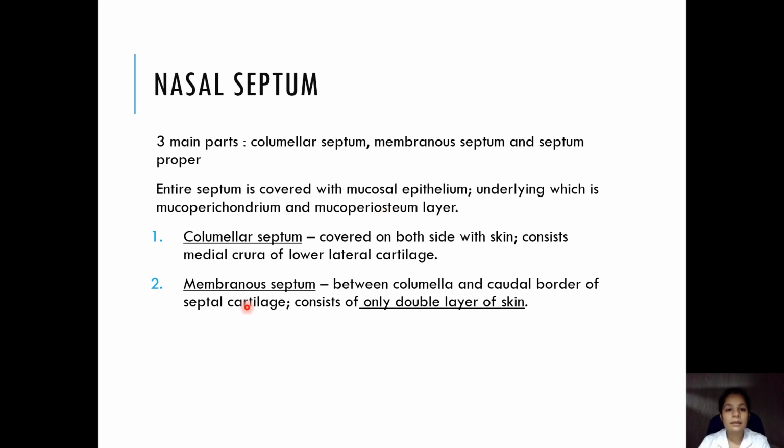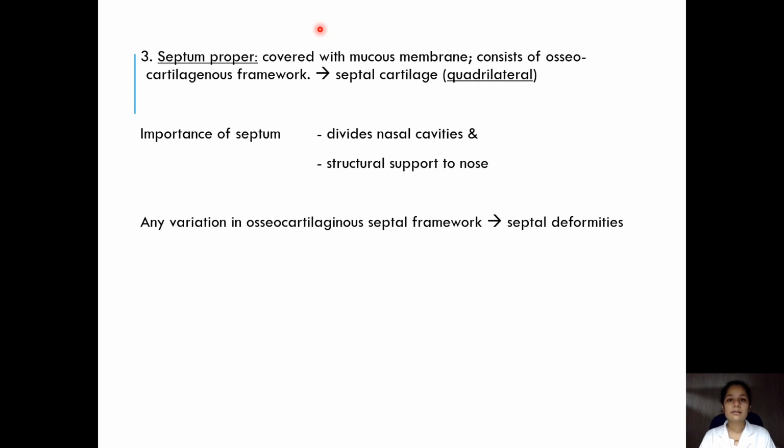The columellar septum is covered on both sides with skin, and it consists of the medial crura of the lower lateral cartilage or the alar cartilage. The membranous septum is devoid of any cartilage, and it is only formed by a double layer of skin. The septum proper consists of an osteocartilaginous framework, which is covered by mucoperichondrial and mucoperiosteal layer, over which it is completely covered with the mucous membrane.